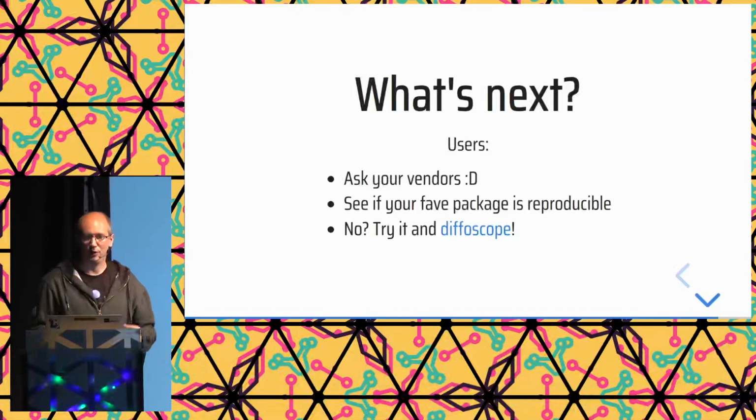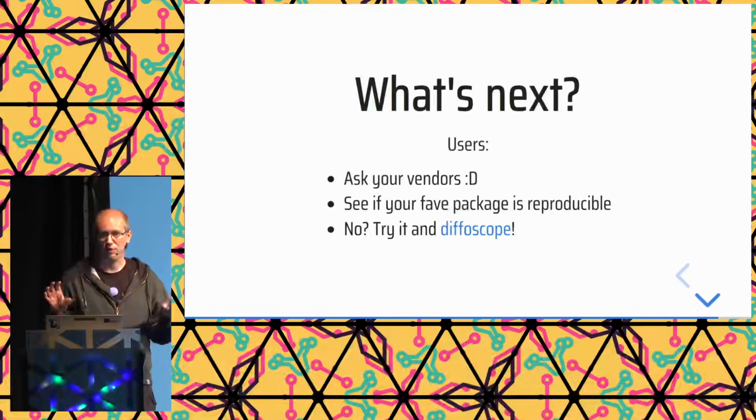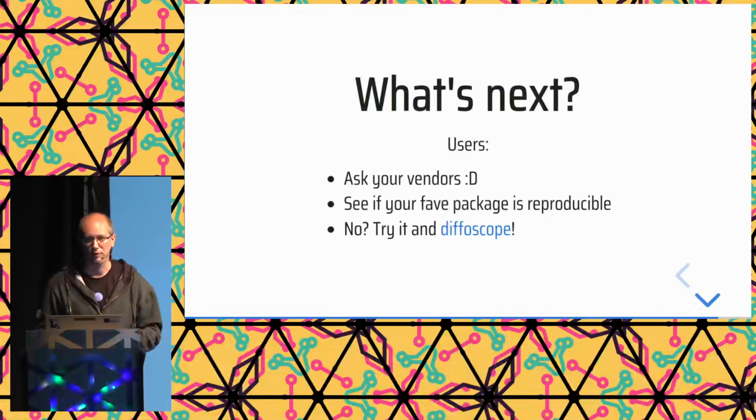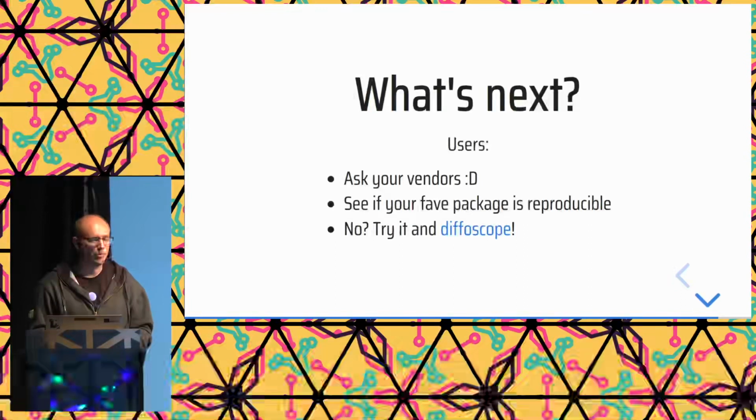If there's nothing there, maybe just try it, run diffoscope on it. There are a lot of tough nuts to crack, but there's also a lot of low-hanging fruit. So if you find something easy, starting with reproducible builds could be a really nice way to start contributing to a package that you're using a lot.